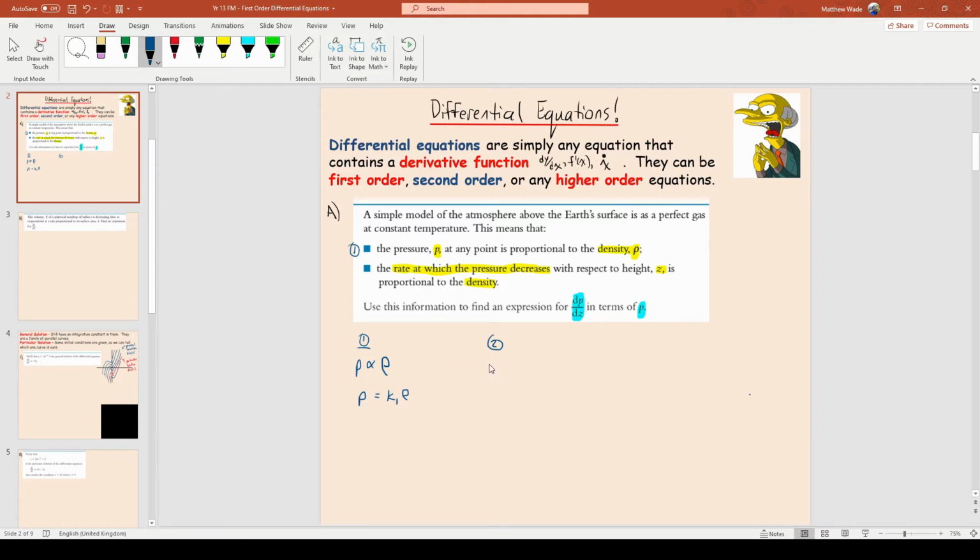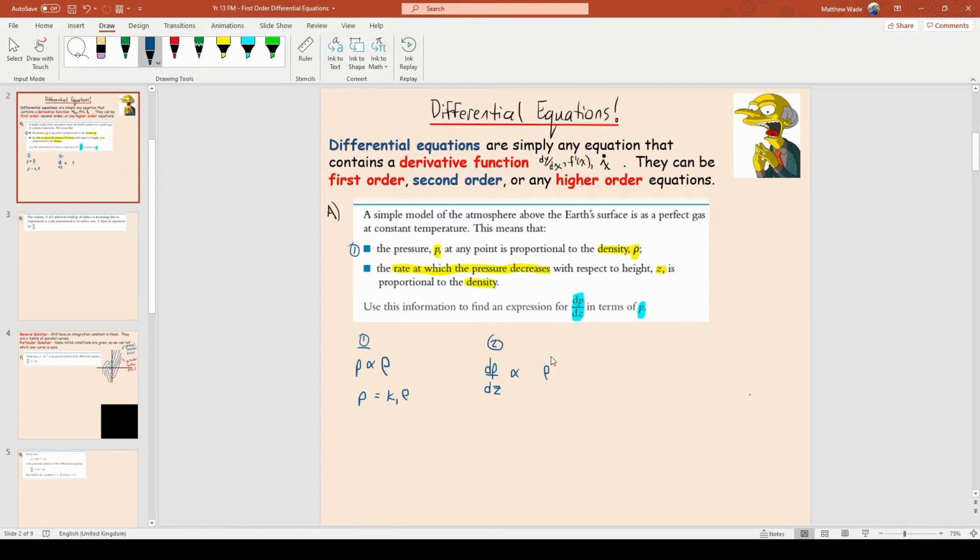So here's what it's actually telling us: dp dz. Whenever you get these little d's, the derivative things, this is the derivative of p with respect to z, and it's talking about a rate of change, because that's what a derivative is, just like how dy dx represents gradient, which is how far y changes with respect to x. This is how pressure changes with respect to height. Does that make sense? So that's dp dz, and it says that it's proportional to the density, which was rho in the previous bit.